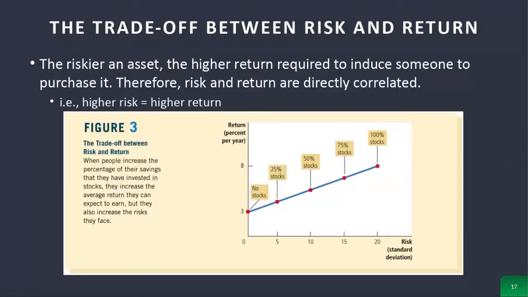Now, the trade-off between risk and return is actually one of the cores of finance. The riskier an asset, the higher the return required to induce someone to purchase it. If an asset doesn't promise a high enough return and it seems quite risky, it doesn't make sense to get it. Therefore, risk and return are directly correlated: the higher the risk, the higher the return. Notice the trade-off between risk and return in figure 3.